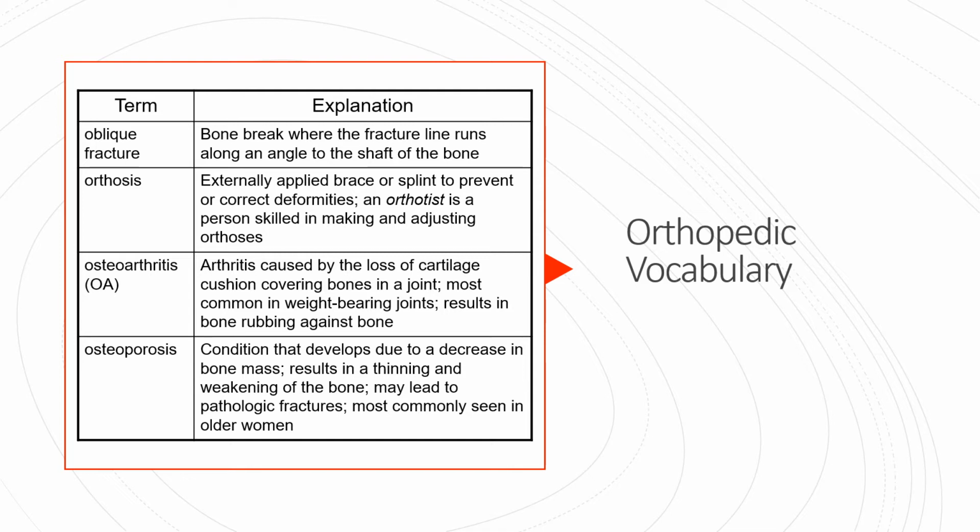Osteoarthritis, also abbreviated OA, is caused by the loss of cartilage cushioning covering bones in a joint. This is most commonly seen in weight-bearing joints, and it results in bone rubbing against bone. For example, this can occur in the knees. Osteoporosis is a condition that develops due to a decrease in bone mass. This results in a thinning and weakening of the bones, and it may lead to pathologic fractures. This is more commonly seen in older women.